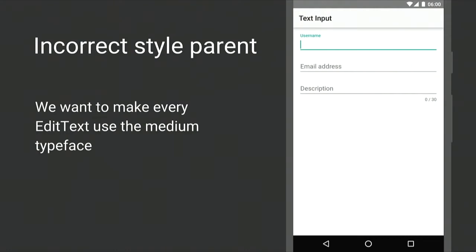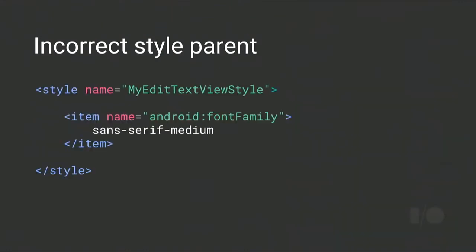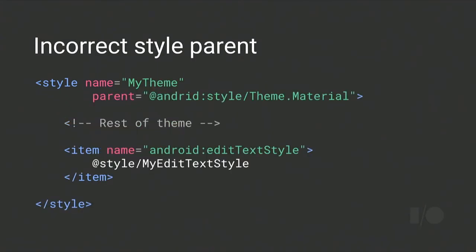So what we're going to do is change the default style for edit text, and set it to have a medium font. So here we have the example, and here's our style. Our style here is my edit text view style, could be whatever you want, but it sets one thing, which is font family, and that sets it to medium. Once you've done that, we'll then reference it in our theme, so it gets picked up as default.